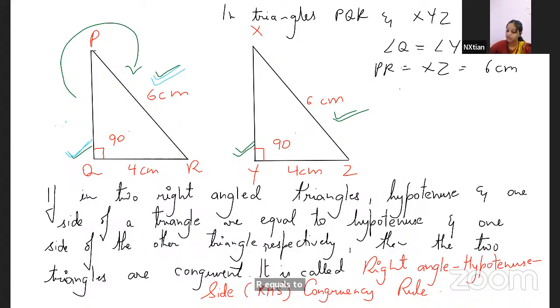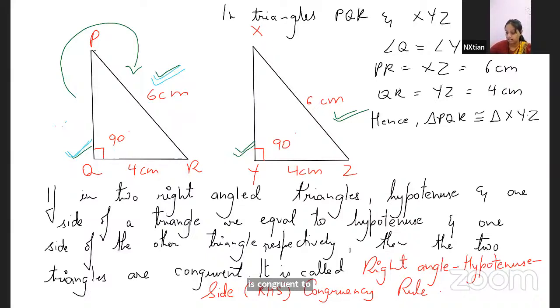Then QR equals YZ equals 4 centimeters. Hence, triangle PQR is congruent to triangle XYZ by RHS rule.